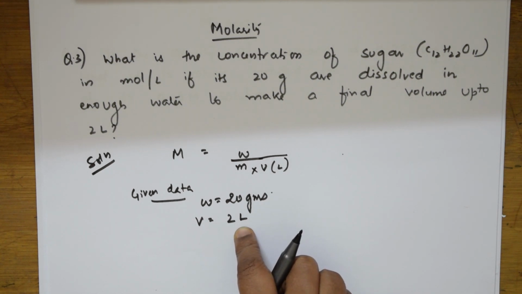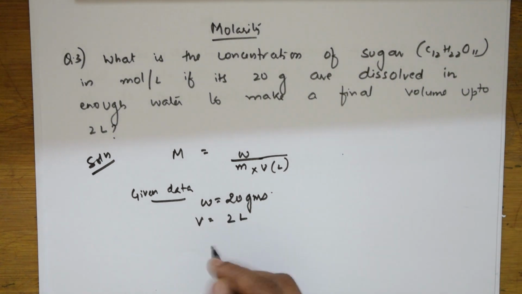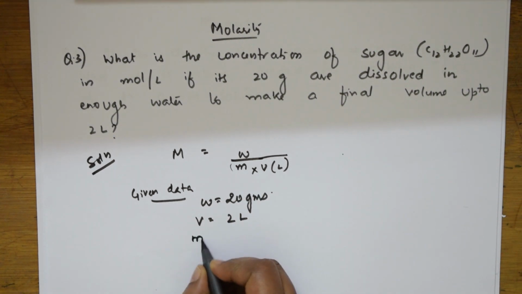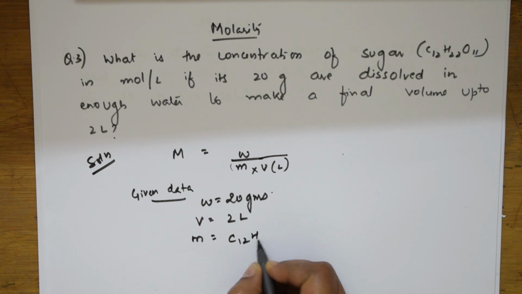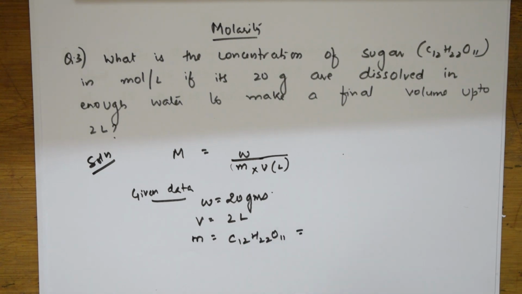And after that, did they give us the molecular mass? Okay, molecular mass. This mass is not given to us. That mass I'm going to calculate for C12H22O11. How much is this?